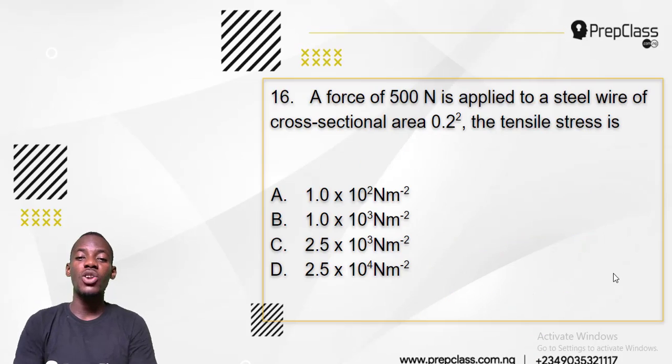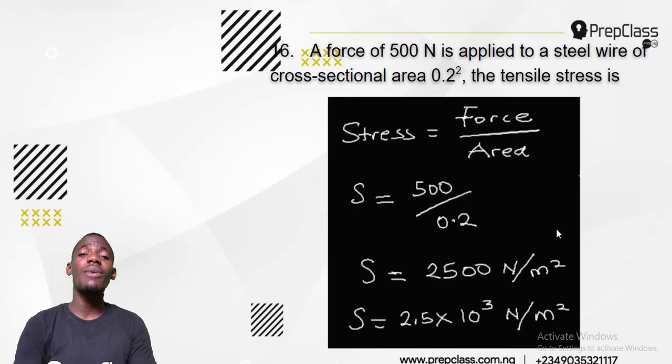Let's go to number 16. A force of 500 Newton is applied to a steel wire of cross-sectional area 0.2 squared. The tensile stress is what? When you hear the word stress, it has a formula in elasticity, and the formula is super easy. Stress has the same formula as pressure. It's just force over area, and that's tensile stress. So stress is force over area, and that is just it.